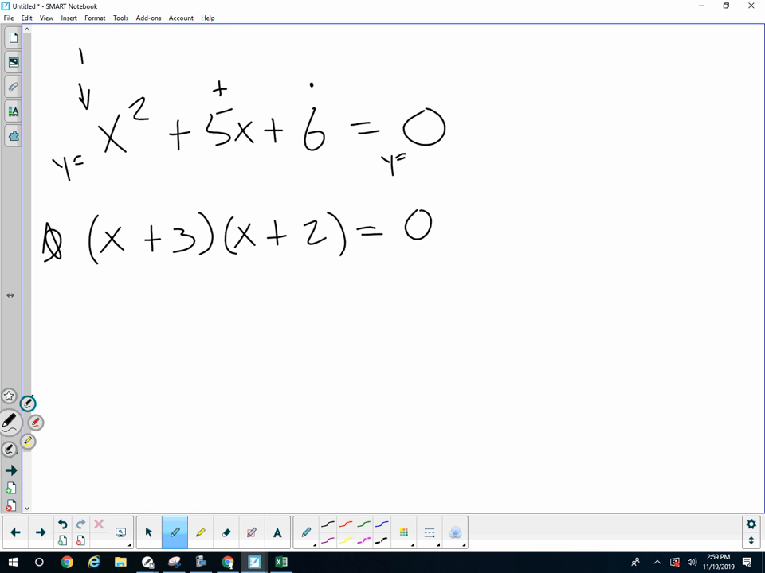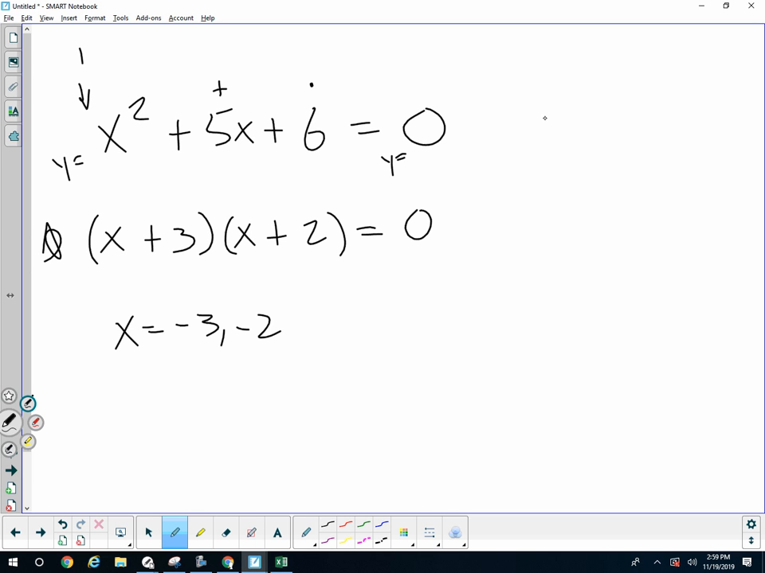What are my solutions? X equals -3 and -2. Boom. Isn't that nice and easy? So we just found our two solutions.